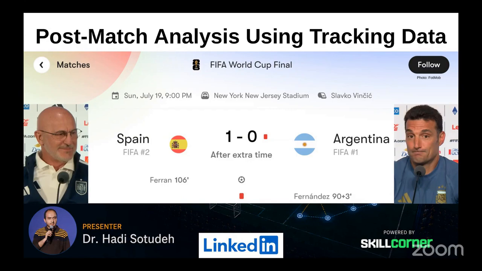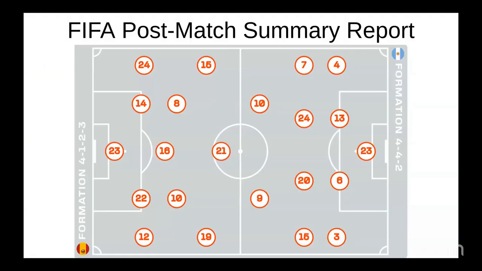Okay, we will start today's presentation. We're going to focus on the final of the World Cup, Spain's match against Argentina, and provide a post-match analysis using Skill Corner tracking data. So when we look into the FIFA post-match report, we see that for Spain, 4-1-2-3 has been reported as their starting lineup formation, and for Argentina, they had 4-4-2.